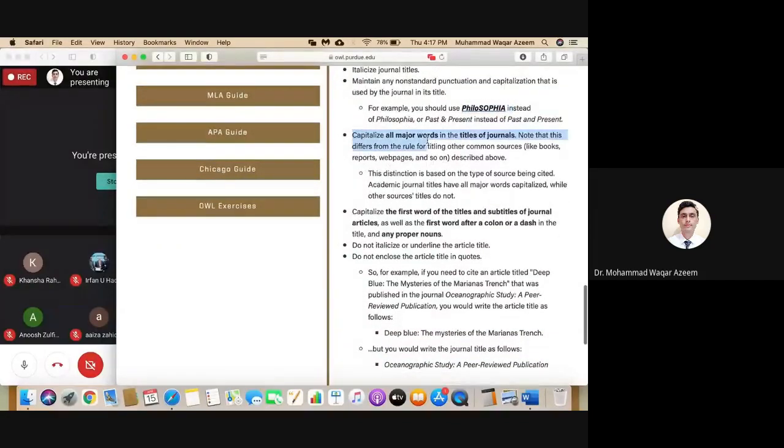And then the next rule, capitalize all major words in the titles of journals. Note that this differs from the rule for titling other common sources like books, reports, web pages, and so on, described above. Okay. So for the titles of journals, you write a capital letter for all the major words in the title.